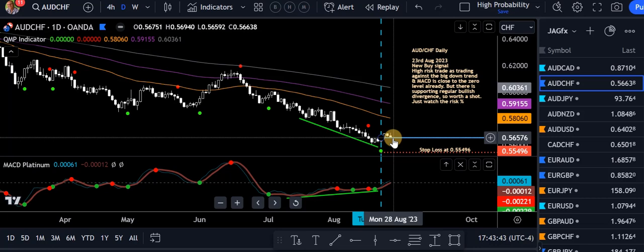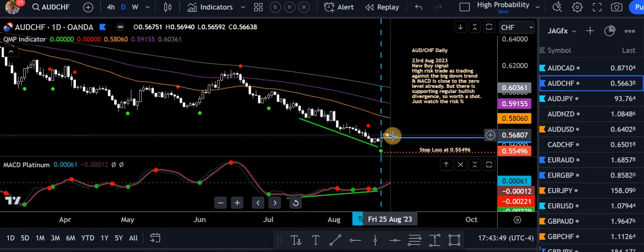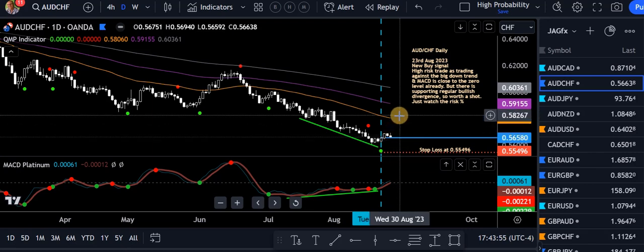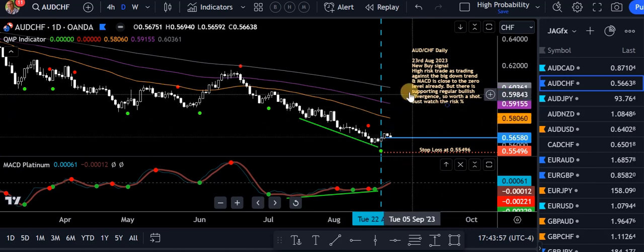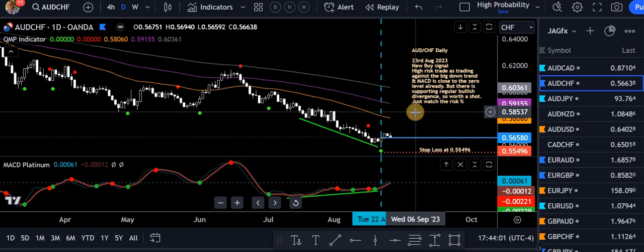It's come back down to the entry level roughly, and the MACD Platinum is close to the zero level, just about pushing through now. So yeah, I'm of two minds. I'll just let it play out a couple of days and see how we go, but it's not looking that flash. As I said, it's a high risk trade, so you'll see my notes sometimes. Just watch the risk percentage.